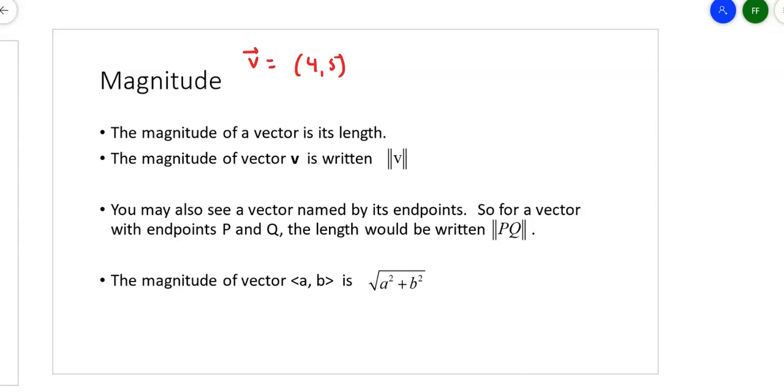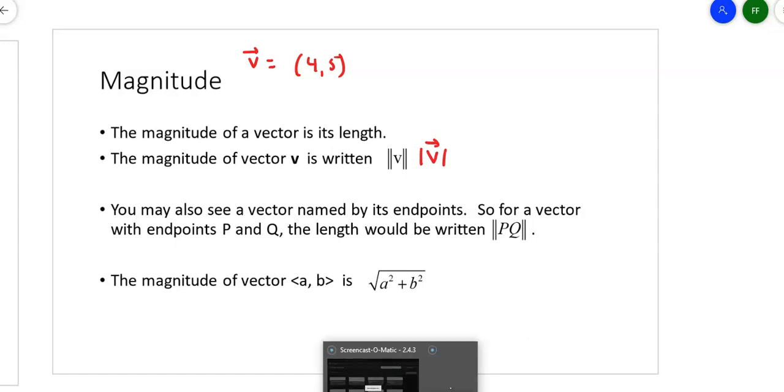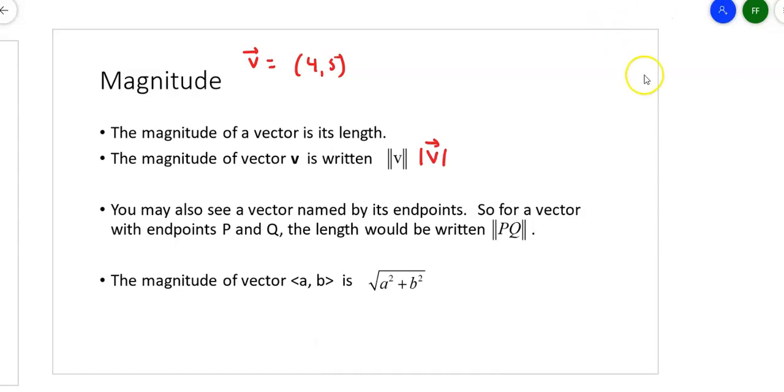Now, the magnitude of a vector is its length. Sometimes you'll write it with the double bars. Sometimes you'll see books that write it with just the one bar. I think our Calc 3 and our linear algebra books actually do them differently from each other. After a while, I just get used to writing it with one single bar. All right, you can also name a vector by its endpoints. So if you have a vector with endpoints P and Q, you could write the vector like this, PQ. There it is. All right, no fancy things on top of it. If you want the magnitude of PQ, then just put the double bars around it.